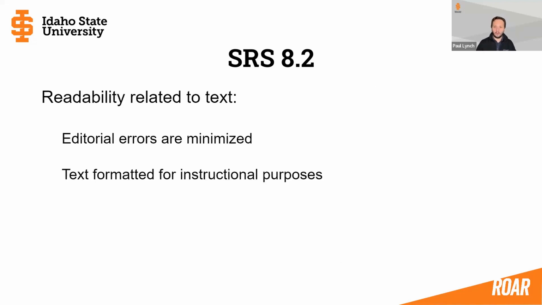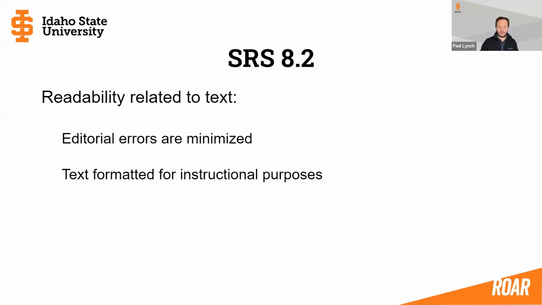And then the second part of specific review standard 8.2 is readability in relationship to the text. So really what we want to do is minimize any kind of editorial errors, so any spelling mistakes, any kind of weird grammatical things that may pop up, to the best of our ability. And we want to make sure our text is formatted specifically for instructional purposes.